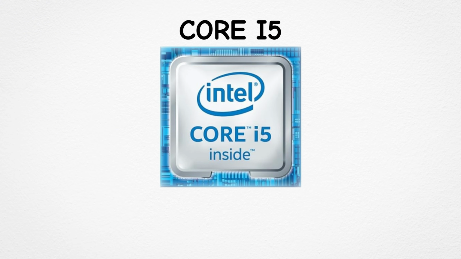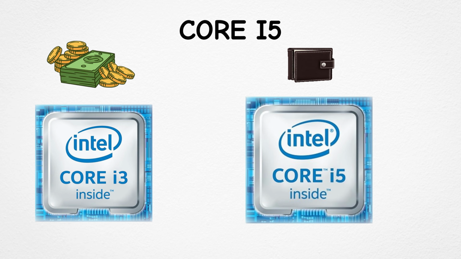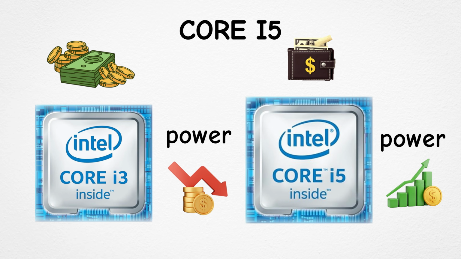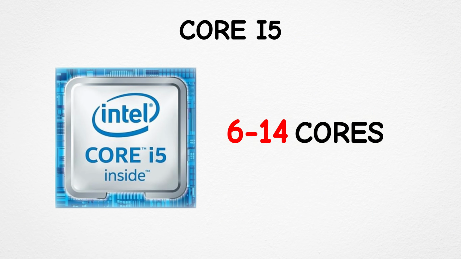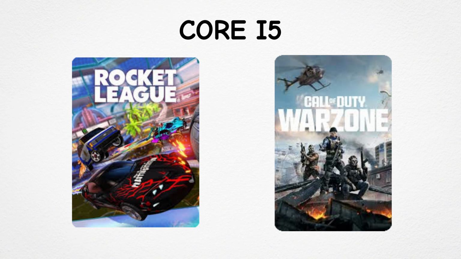Core i5. Intel Core i5 is the mid-tier processor and also one of the most used CPUs by a lot of people. That's because it's still cheap, but also more powerful than Intel Core i3. i5 processors come with 6 or even 14 cores, which makes them good enough for doing photo or video editing, programming, and, of course, gaming as well.